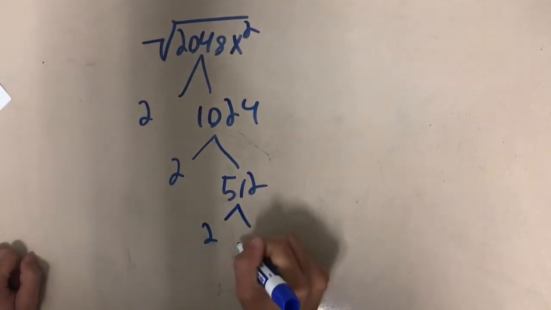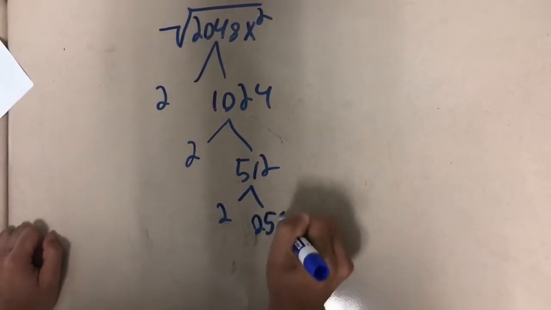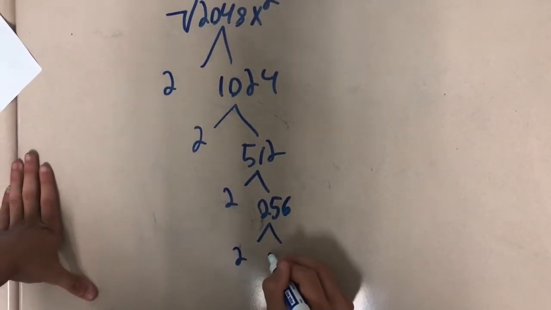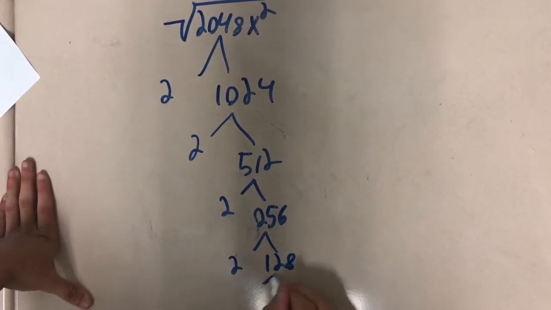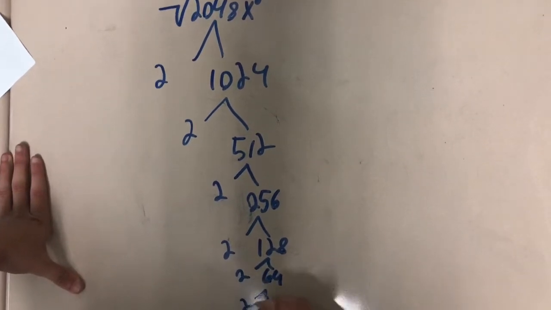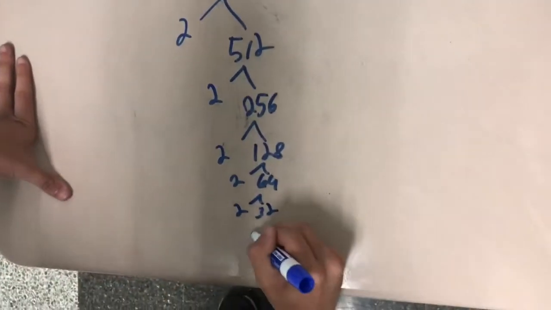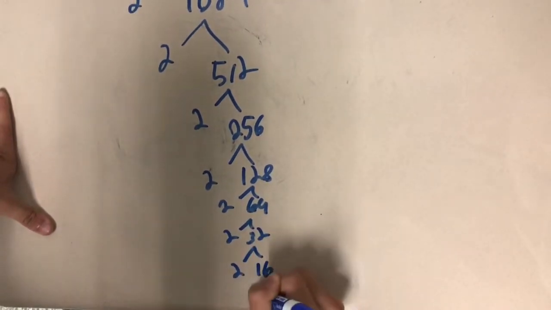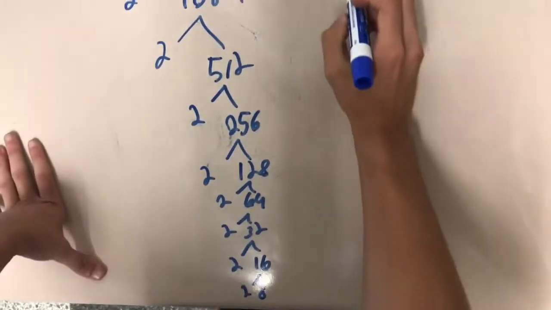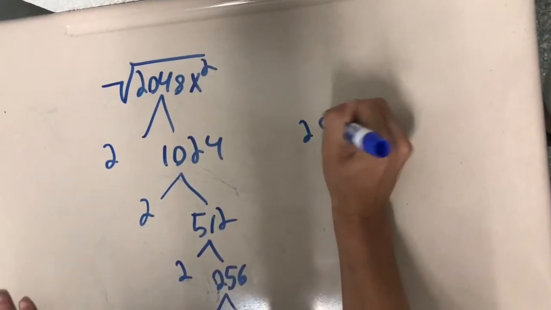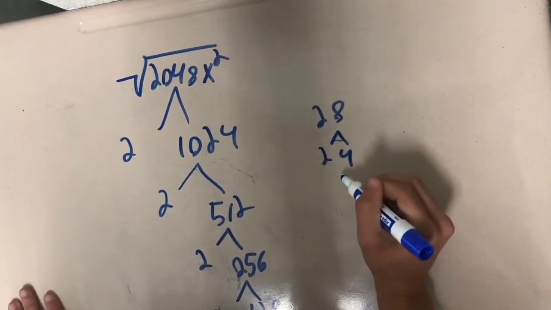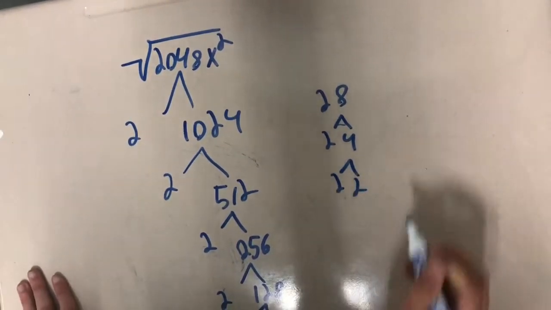So we have 2 and 256. Still, can go further. We have 2 and 128. Even further with 2 and 64. Keep going for 2 and 32. Keep going for 2 and 16. Keep going for 2, 8. Now I know I'm getting to the edge of the board, so I'm going to bring it right back up here. So we have 2 and 8, all right? So now we can go 2 and 4, and then finally 2 and 2.